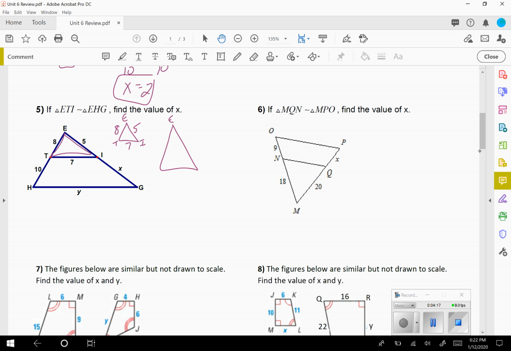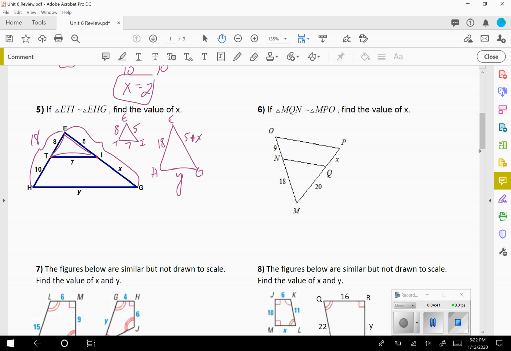And then EHG, okay. EH, you have to add both of these. So it's 8 and 10, so that's 18. Okay, the bottom part is Y. And then over here, this EG, it's 5 and the X. So it's 5 plus X.